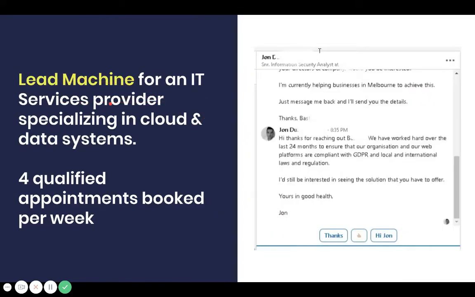We have another IT services provider that specializes more in the cloud and data systems, and we were generating 4 qualified appointments per week for them. They were engaging in messaging on LinkedIn and using omnipresence to follow around those leads and stay top of mind, and they were converting more sales than they ever were before.